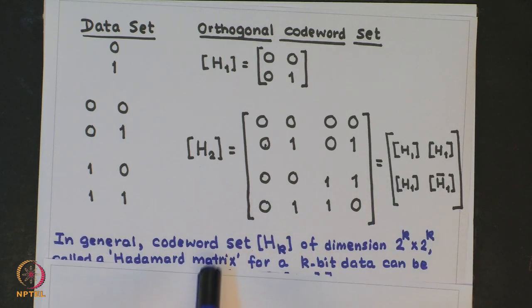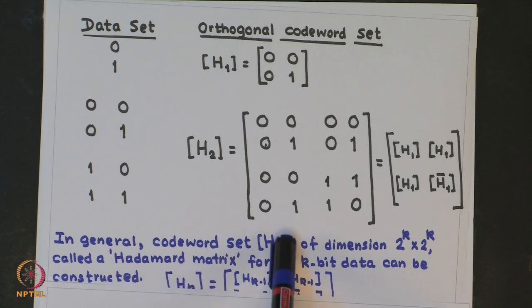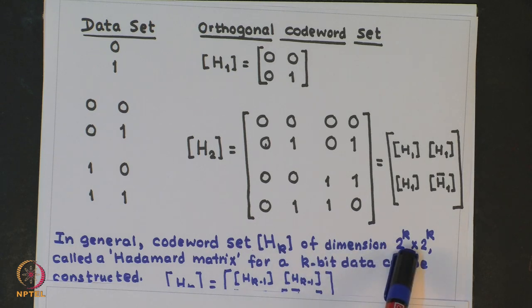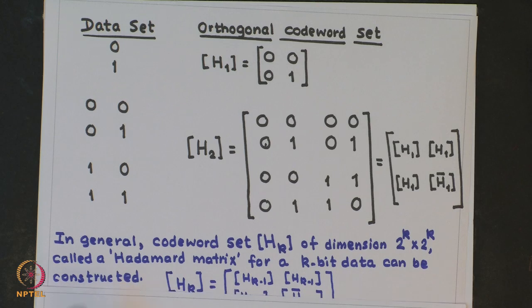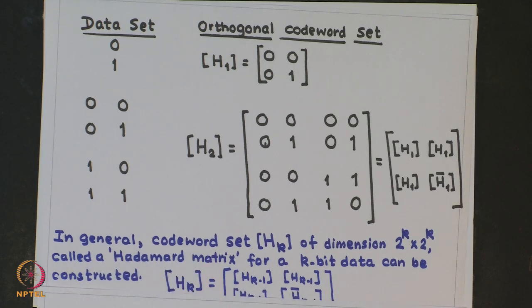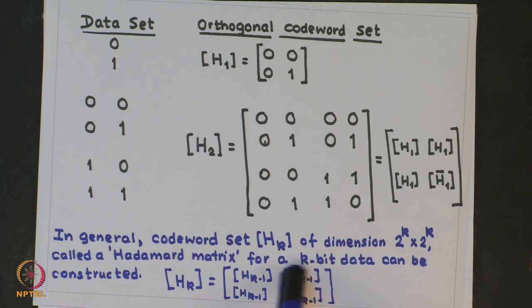So, in general, the code word set given by the matrix Hk, which will be of dimension 2^k by 2^k and also known as the Hadamard matrix, can be constructed for coding k-bit data, and this Hadamard matrix can be recursively obtained from the Hadamard matrix of order Hk-1 as given by this relationship. In our study, we will restrict to error control coding.